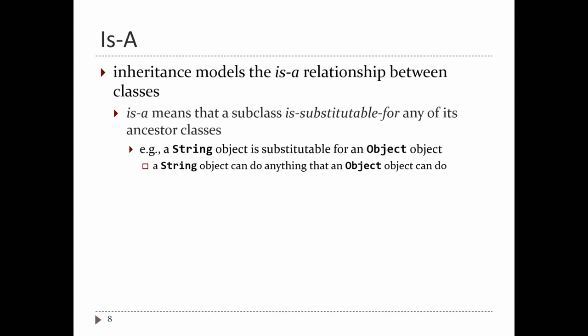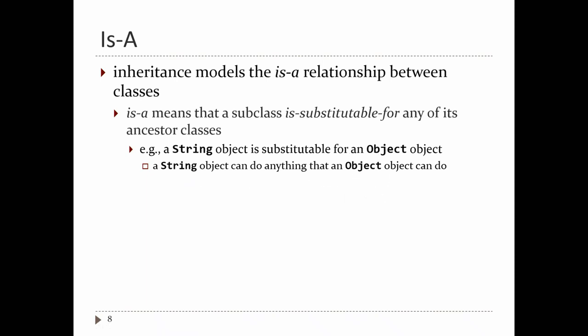Okay, so the second thing that inheritance implies is that inheritance models the is-a relationship between classes, right? And so is-a means that a subclass is substitutable for any one of its ancestor classes. So String is substitutable for Object. And what that means is that a String object can do anything that an Object object can do.